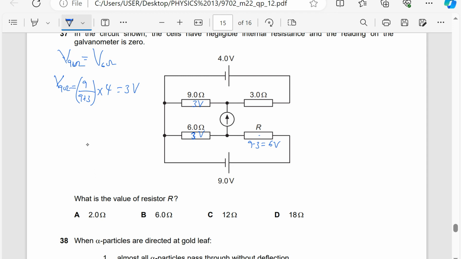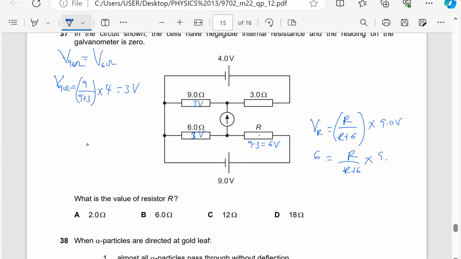So the PD across R is 6 volts. The question is, what is the value of resistor R? Remember, I'm going to use the potential divider formula again. The PD across R is going to be the resistance R over the total resistance, which is R plus 6, times the voltage supply, which is 9.0 volts. So PD across R is 6, the resistance is R over R plus 6, times 9.